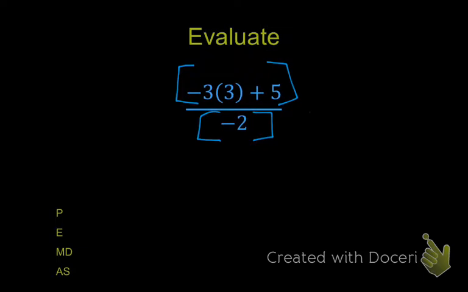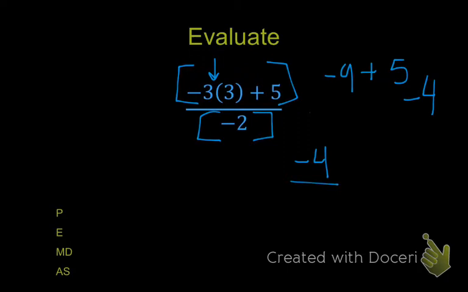So when I look at that numerator, I see multiplication and adding. So the multiplication is going to come first. -3 times +3 is -9. -9 plus 5, these are different signs, so I am going to subtract. 9 minus 5 is 4. And the 9 is bigger, so I'm going to use the sign of the bigger one, that is negative. So my numerator simplifies to -4.